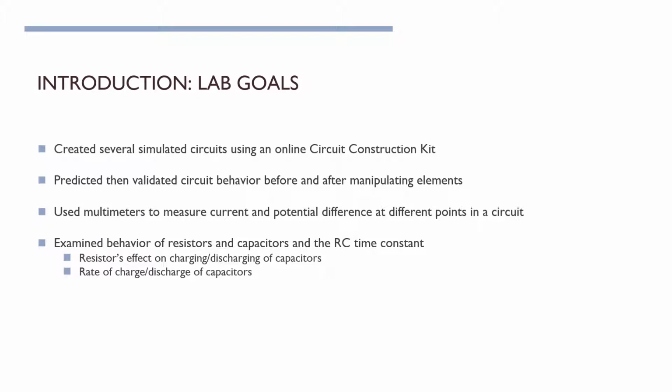This lab was quite long and had several parts, but there were a few core goals. We created several simulated circuits using an online circuit construction kit. We predicted and validated circuit behavior before and after manipulating elements. We used multimeters, such as ammeters and voltmeters, to measure current and potential difference at different points in a circuit. And then we examined the behavior of resistors and capacitors at the RC time constant. We looked at the resistor's effect on charging and discharging capacitors and the rate of discharge and charge of capacitors.